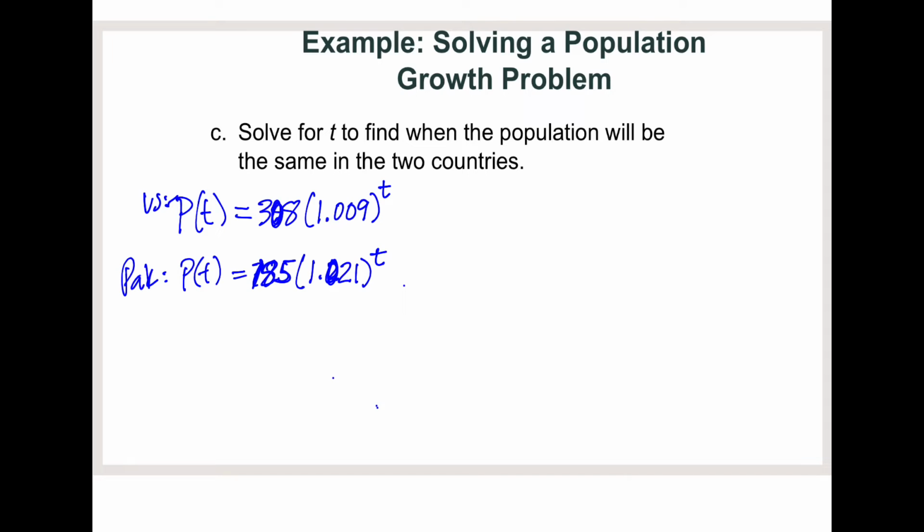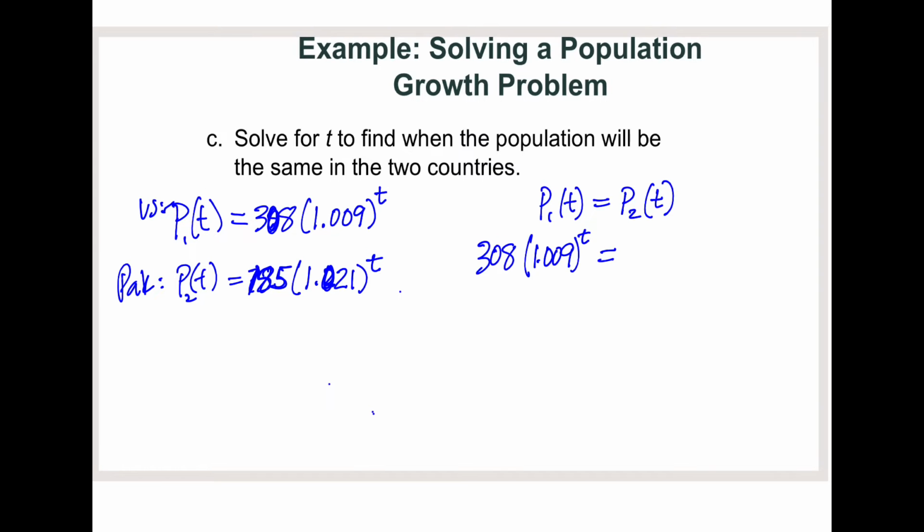And we want to know when these will be equal to each other. I'm going to say this is P1, that's P2. So we want to know when the population for the U.S., P1 of t, will be equal to the population of Pakistan, P2 of t. And so we can just take the function there, 308 times 1.009 to the t, the United States population growth formula, and set it equal to the Pakistan growth formula, and then begin the process of trying to solve for t here.